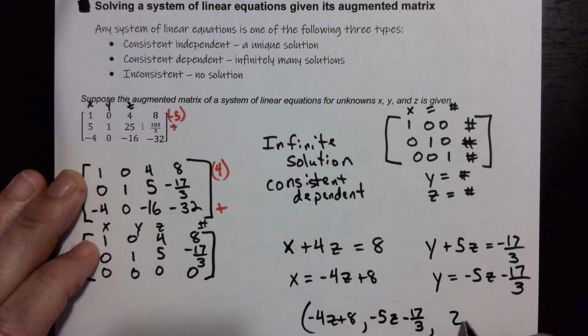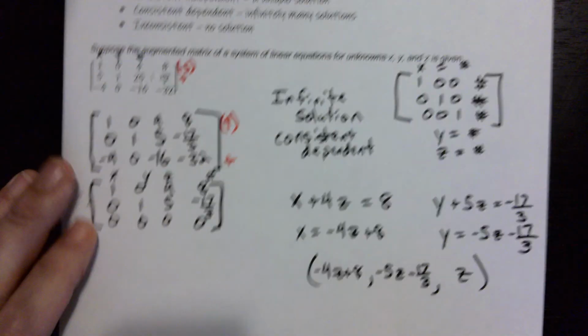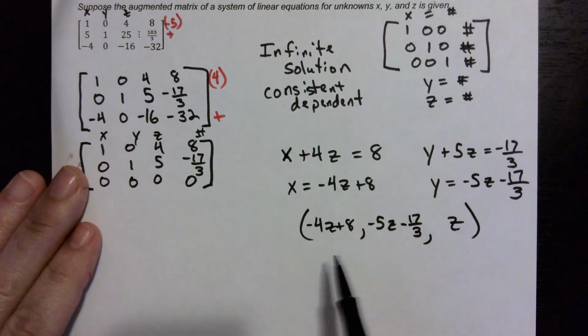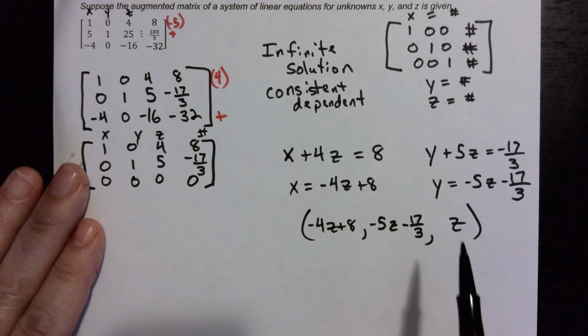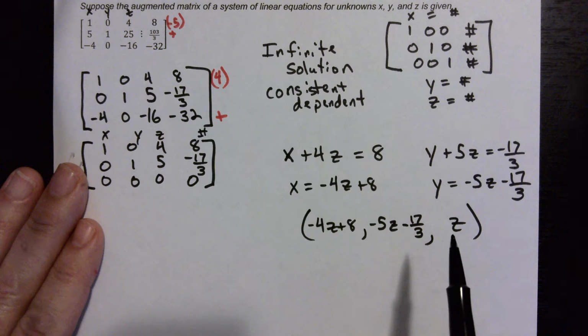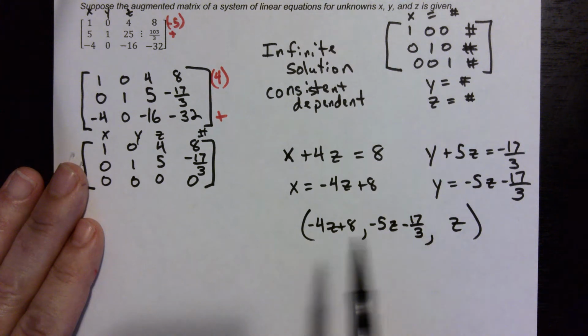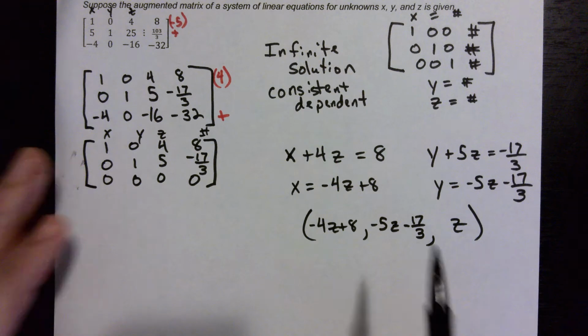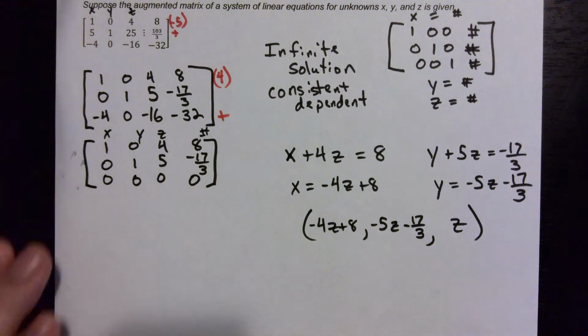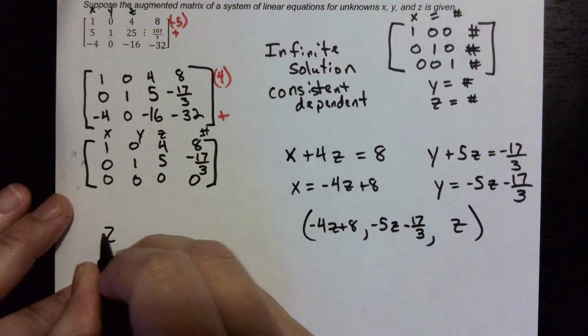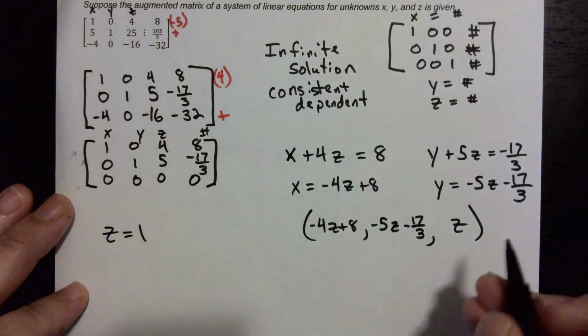And z is just z. Okay, so what that means is that these are the stipulations for your infinite solutions. You pick any number you want for z, but then you figure out the other two numbers according to these stipulations. Okay, so let's try one. So let's pick z equals 1. Okay, so we know z is equal to 1.